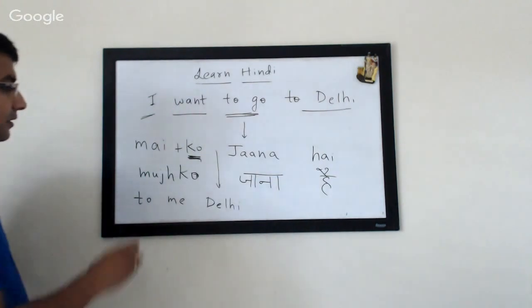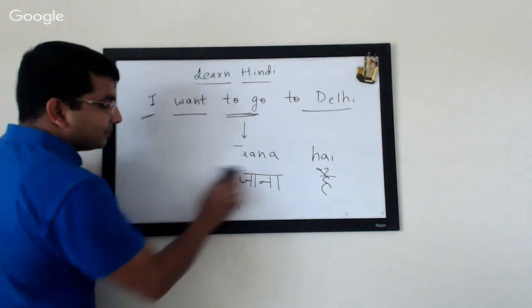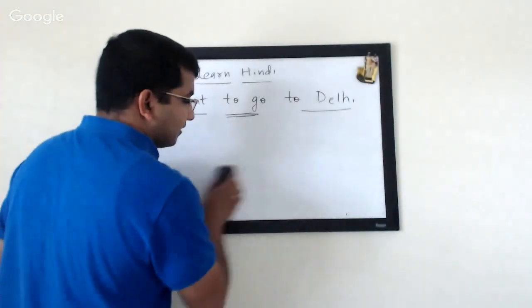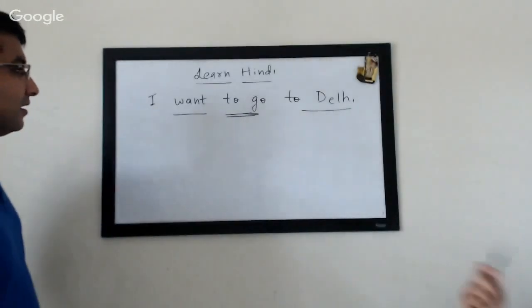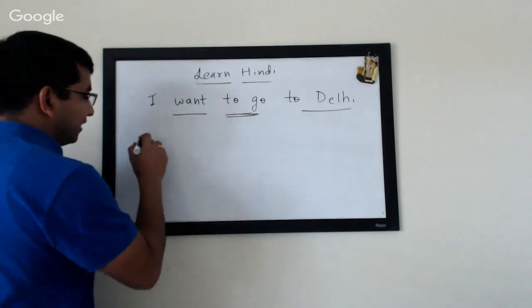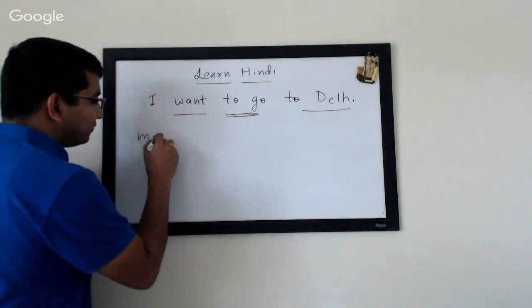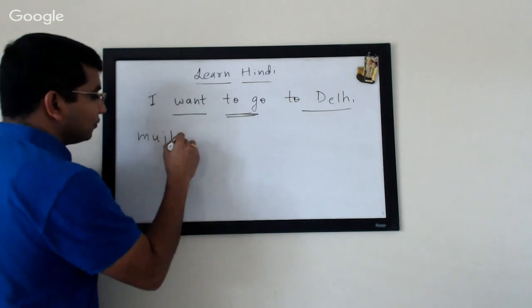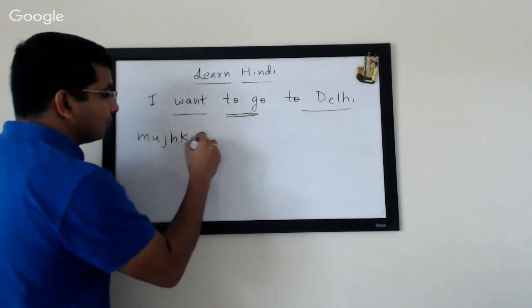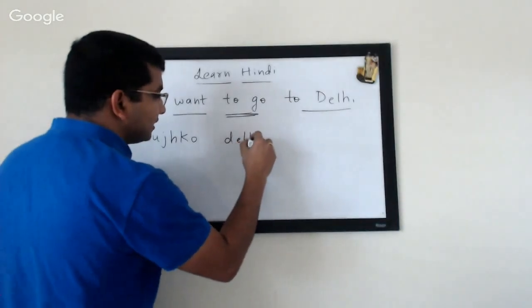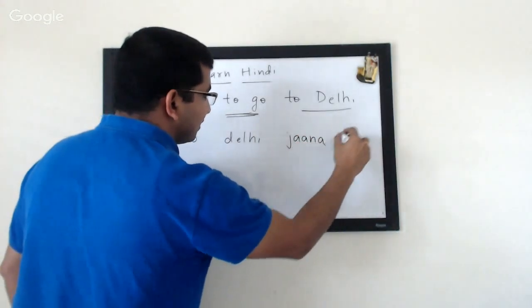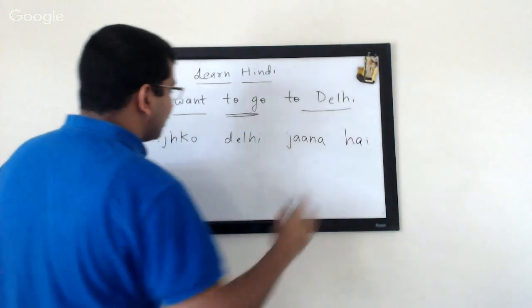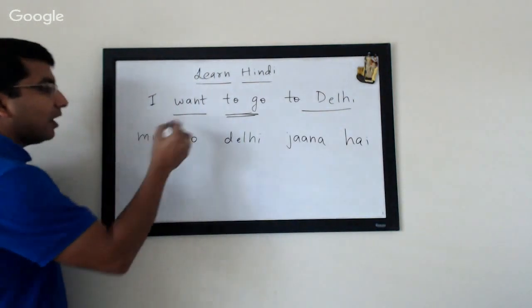I'll write down again. Can I ask? We have one question about this topic. Marcella just asked, what about want? What happens to want? Okay, I'll cover that. So first, let me write it down. Mujhko Delhi jana hai. You can also say, which is like, how do you cover want? This is the simplest way.